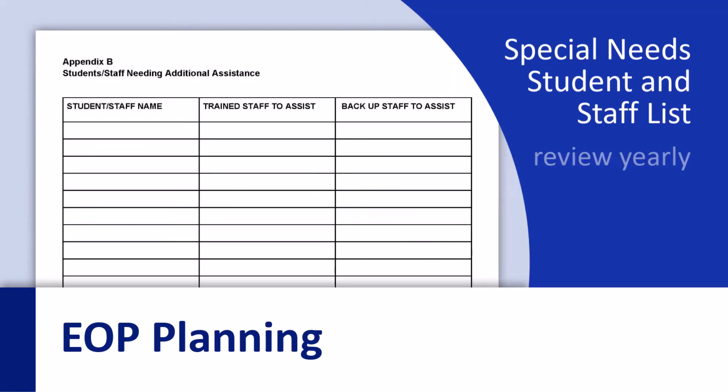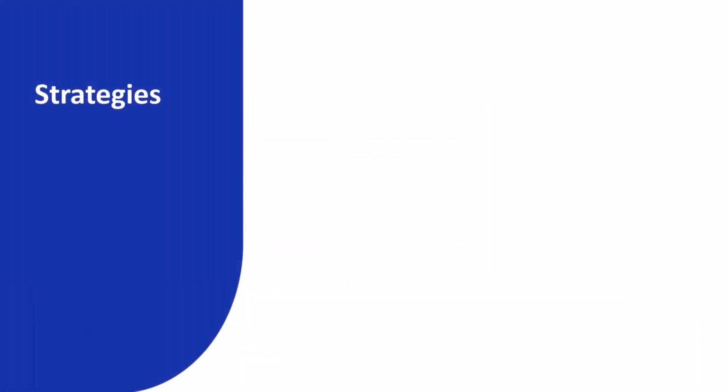Review this list of students and staff each year to confirm the students still attend the school. Document if their needs have changed, and ensure all trained and backup staff are still able to provide assistance. There are several strategies to consider when planning and preparing for emergencies.